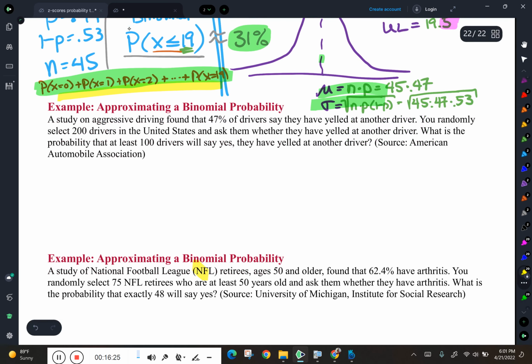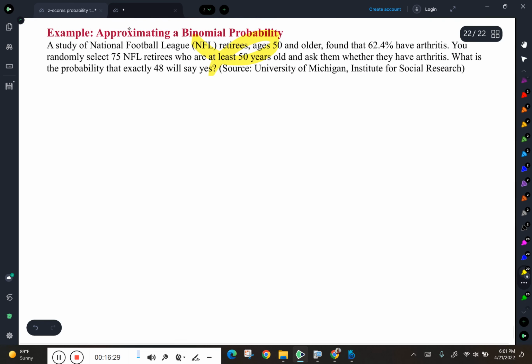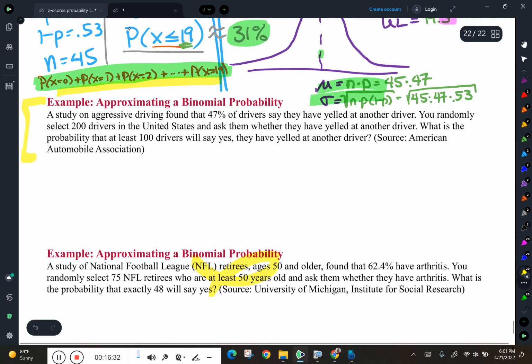I'm not going to do this one. I'm going to skip this one, but I am going to do this one right here. We'll take a look at one more example, then we're going to call it good. We're going to finish this in one sitting.